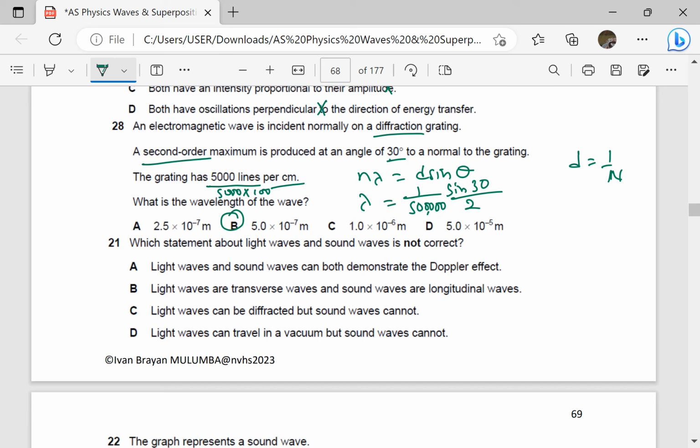Which statement about light waves and sound waves is not correct? Light waves and sound waves can both demonstrate Doppler effects. That one is true. In sound it is Doppler, for light it is redshift. Light waves are transverse and sound waves are longitudinal. That is also true. Light waves can be diffracted, but sound waves cannot. Both of them can undergo diffraction, so this statement is not correct.